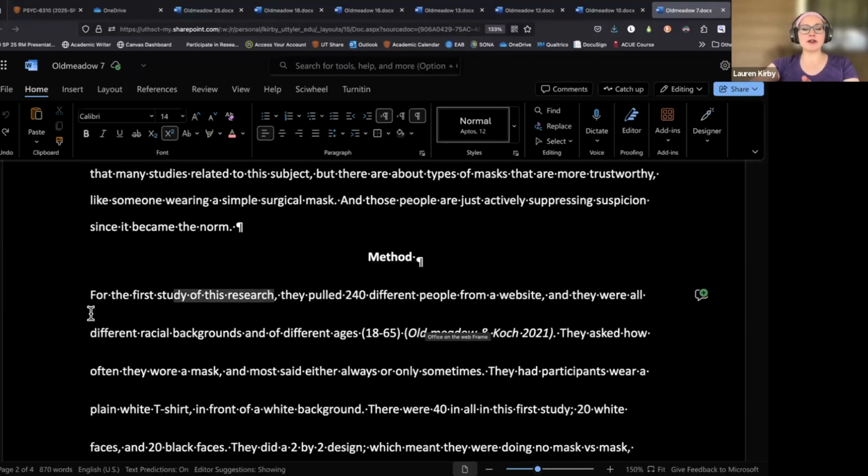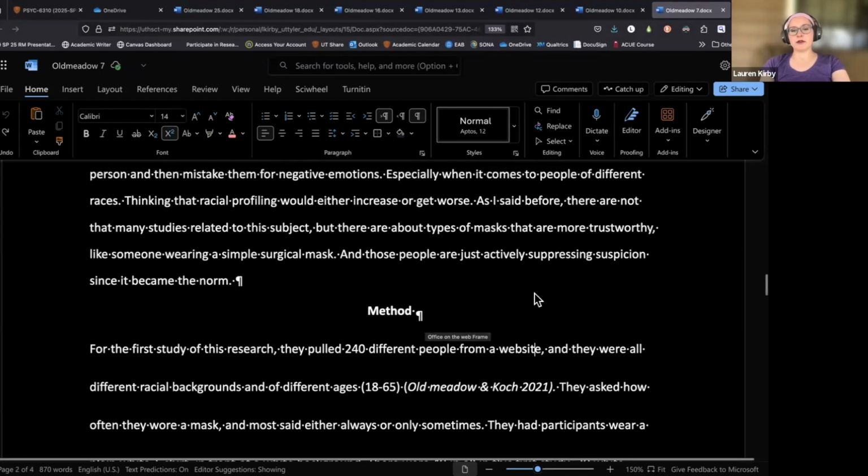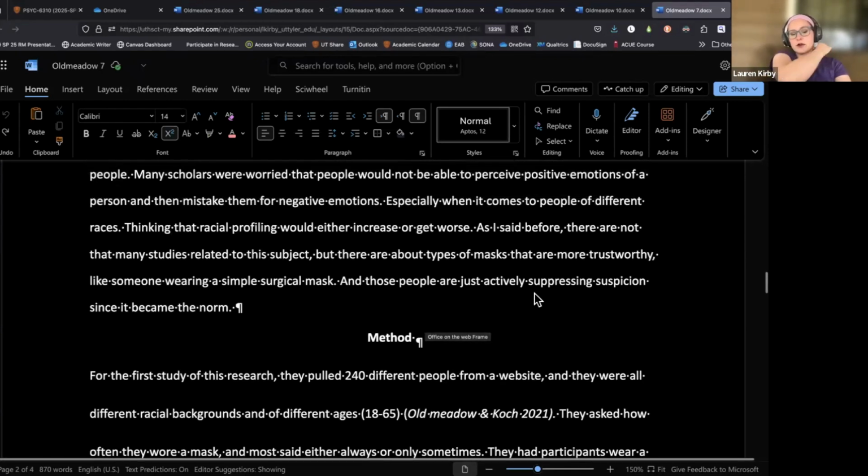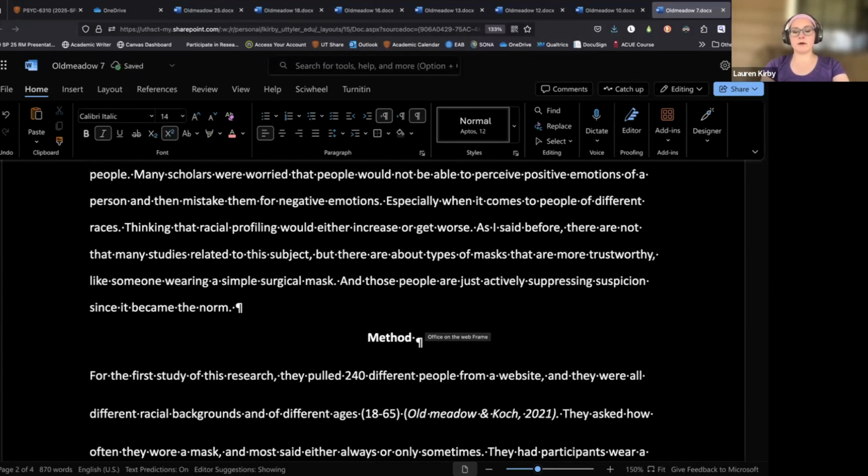Instead of just saying first study of this research, say Oldmeadow and Coke conducted a study to blah, blah, blah. Okay, that's how I would do that. This citation is super not anything close to APA style. It's just kind of random. It's one word, Oldmeadow. There shouldn't be italics. There needs to be a space between authors and year. Or, I'm sorry, a comma between authors and year.